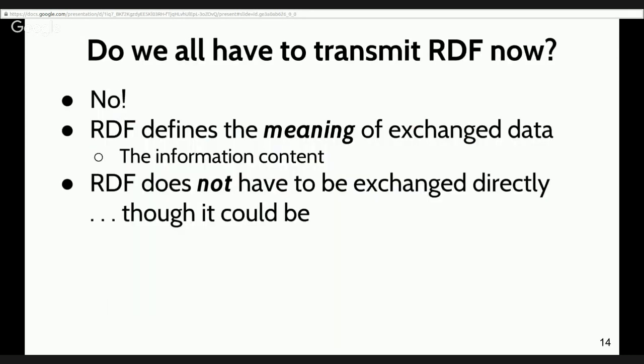So a common question that comes up: does this mean that we're going to have to start transmitting RDF over the wire now? No, it doesn't mean that at all. It means that we'll be using RDF to define the meaning of whatever data it is that's exchanged over the wire. In other words, defining or capturing the information content of that data. It does not have to be exchanged directly over the wire, although it could be. It would be fine to use RDF in that way as well.